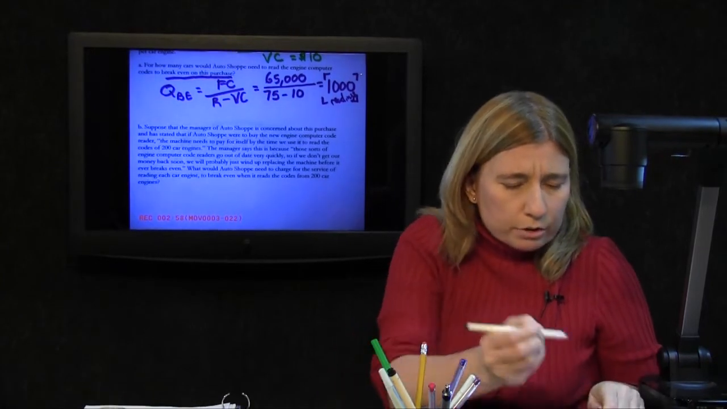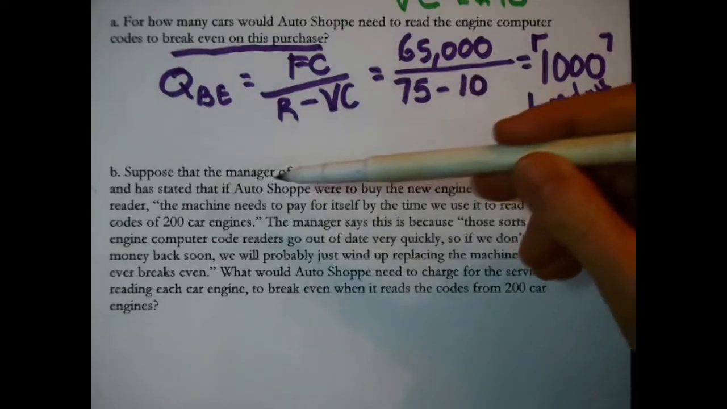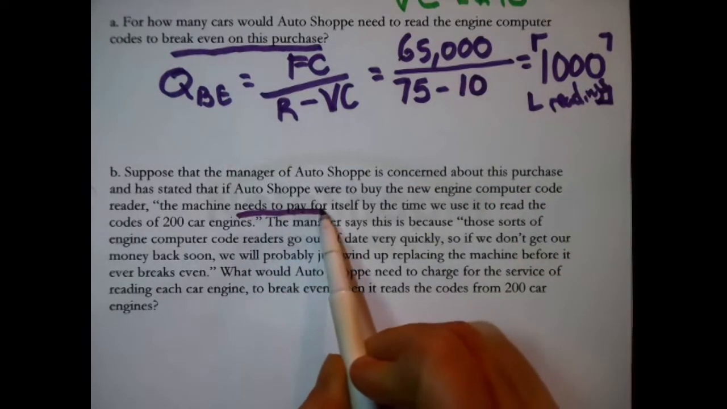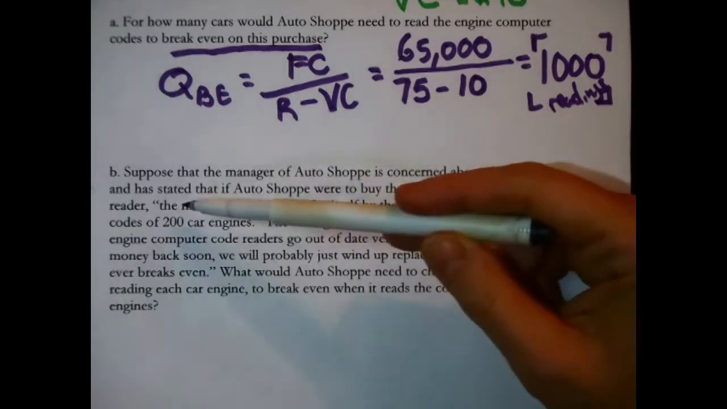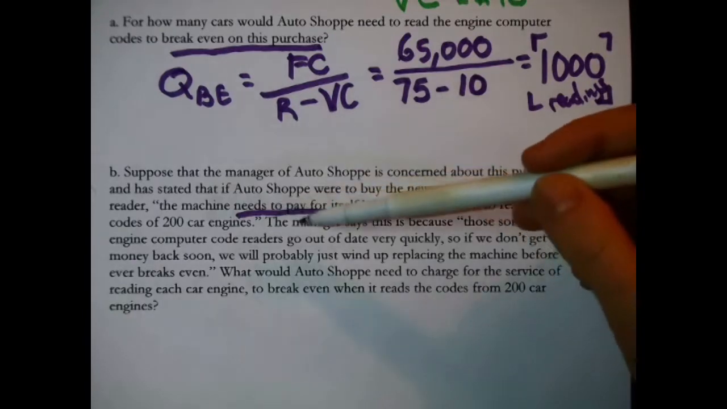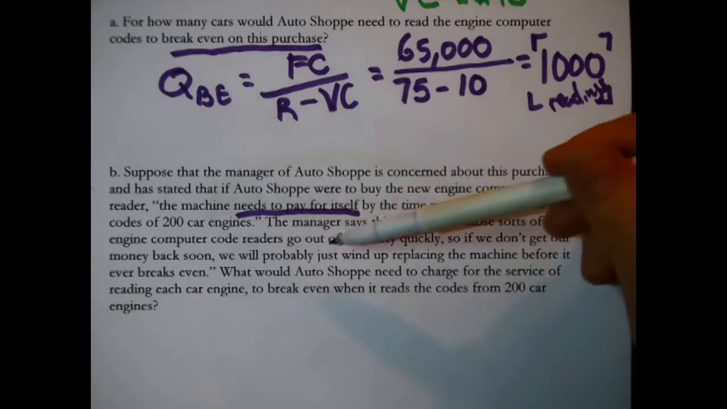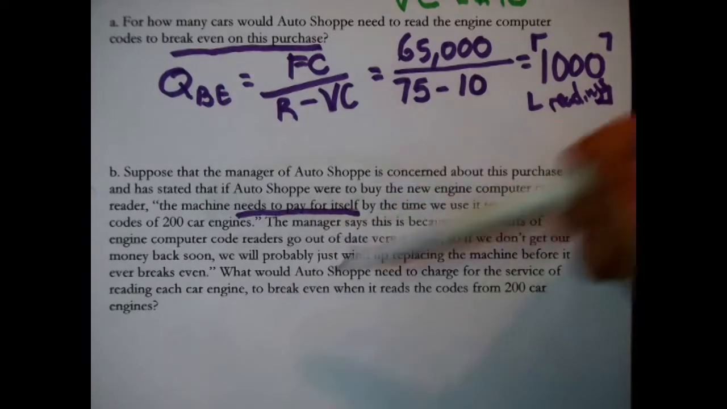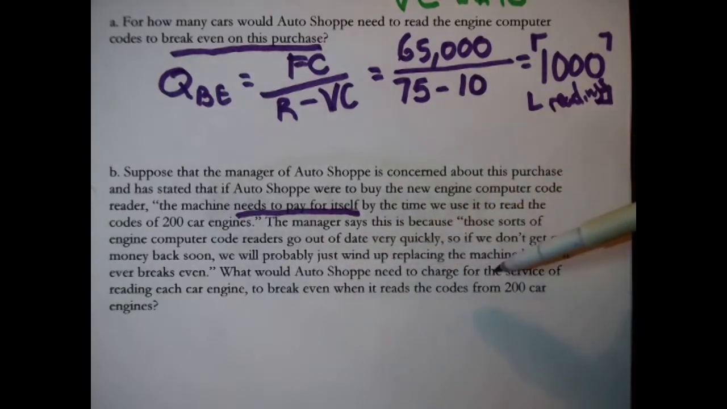Suppose that the manager of AutoShop is concerned about this purchase and has stated that if AutoShop were to buy the new engine computer code reader, the machine needs to pay for itself, that is another phrase for break even, by the time we use it to read 200 car engines. The manager says this is because this sort of computer code reader goes out of date very quickly, so if we don't get our money back soon, we will probably just wind up replacing the machine before it ever breaks even. What would AutoShop need to charge for the service?